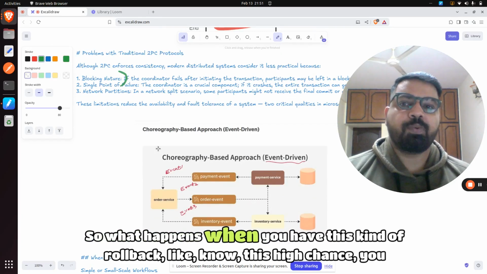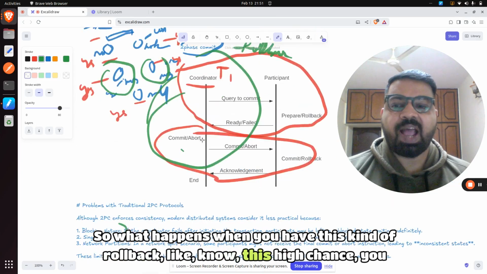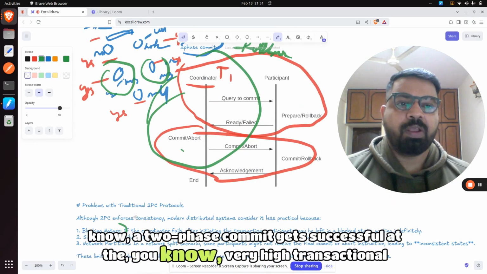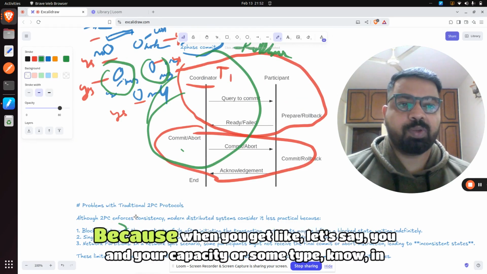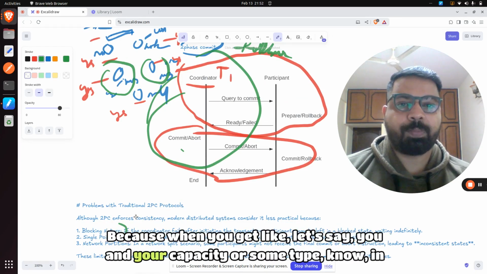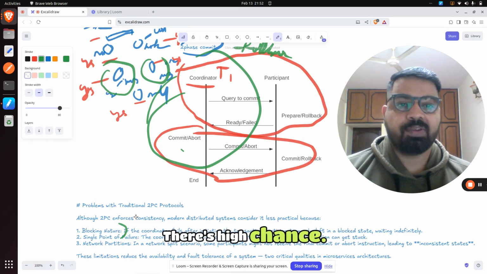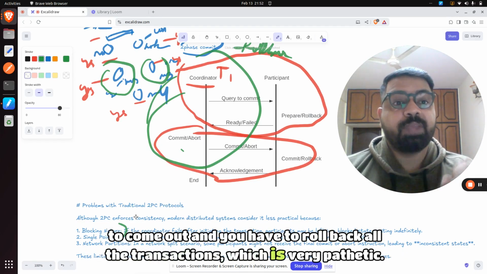When you have this kind of rollback, there's a high chance that two-phase commit fails in a highly transactional, computationally heavy system. When you get beyond your capacity, or at high load times, this two-phase commit might fail, there's a high chance. Then you have to roll back all the transactions, which is very painful.